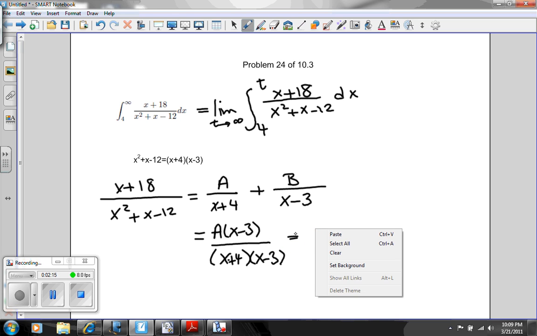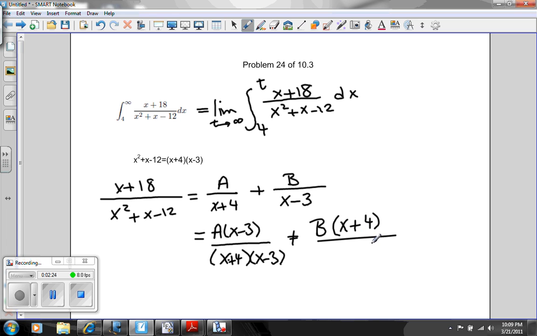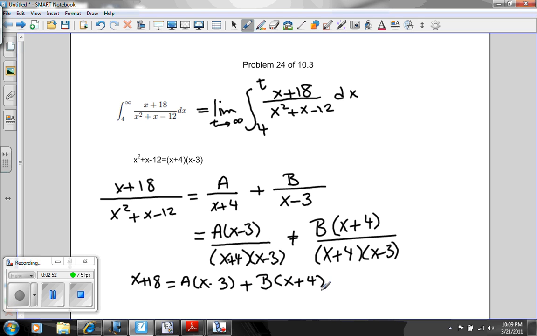Plus B times, now here you've got the x - 3, so you need to multiply top and bottom by x + 4, all over (x + 4)(x - 3). The denominators are the same, so the numerators have to be the same, so you get x + 18 equals A(x - 3) plus B(x + 4).